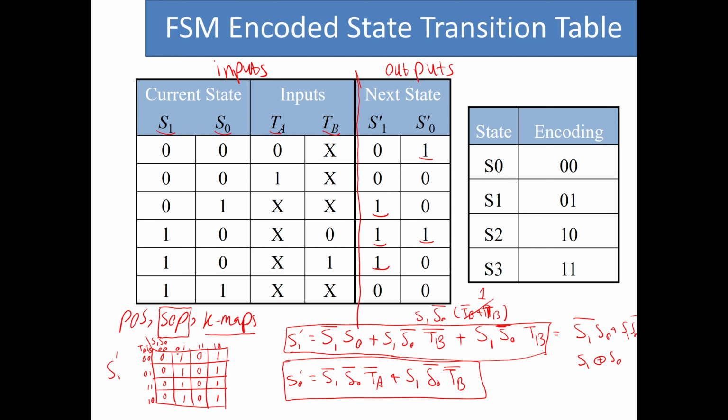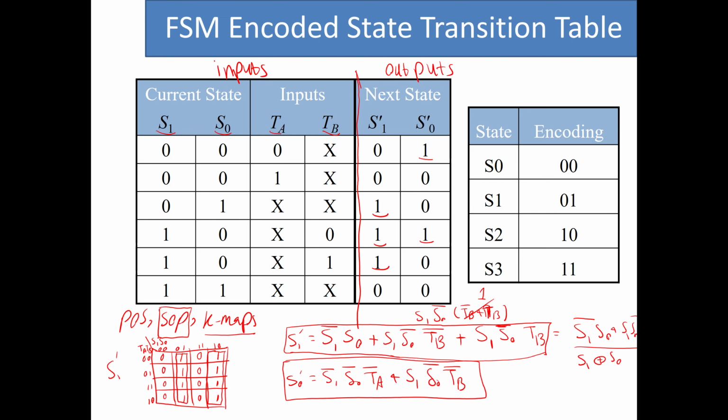And then we follow the procedures as we saw before. We create circles of size of power of 2. We make sure these circles are as large as possible. And then we make sure that we account for all the ones in the table. And for each one of these circles, we write the associated implicant. And if we do that, for these two, we basically get this equation.